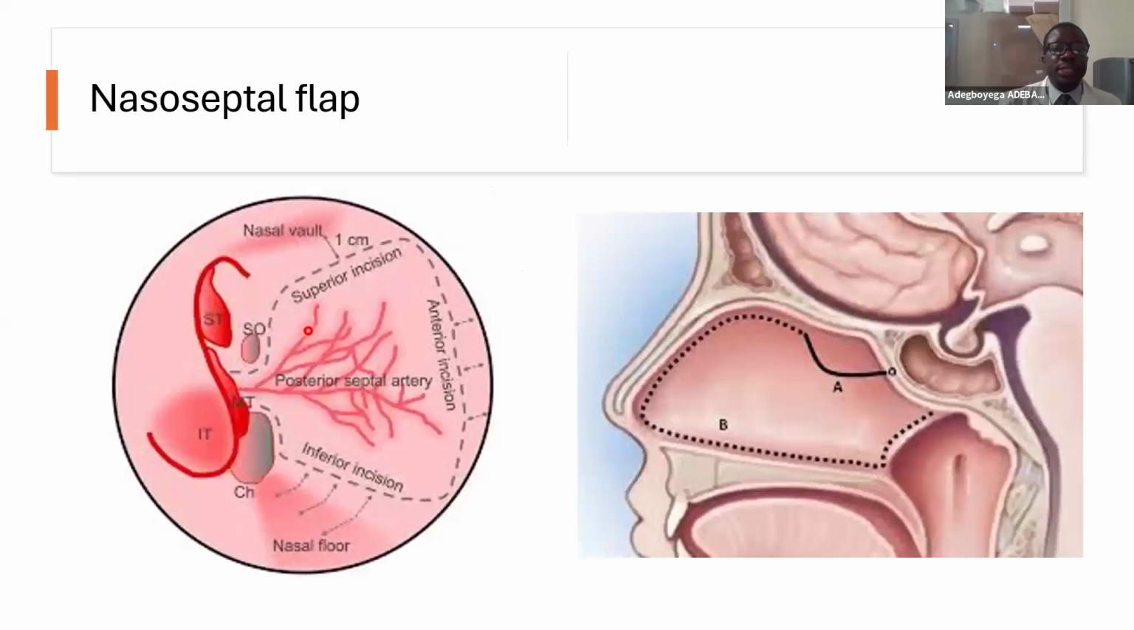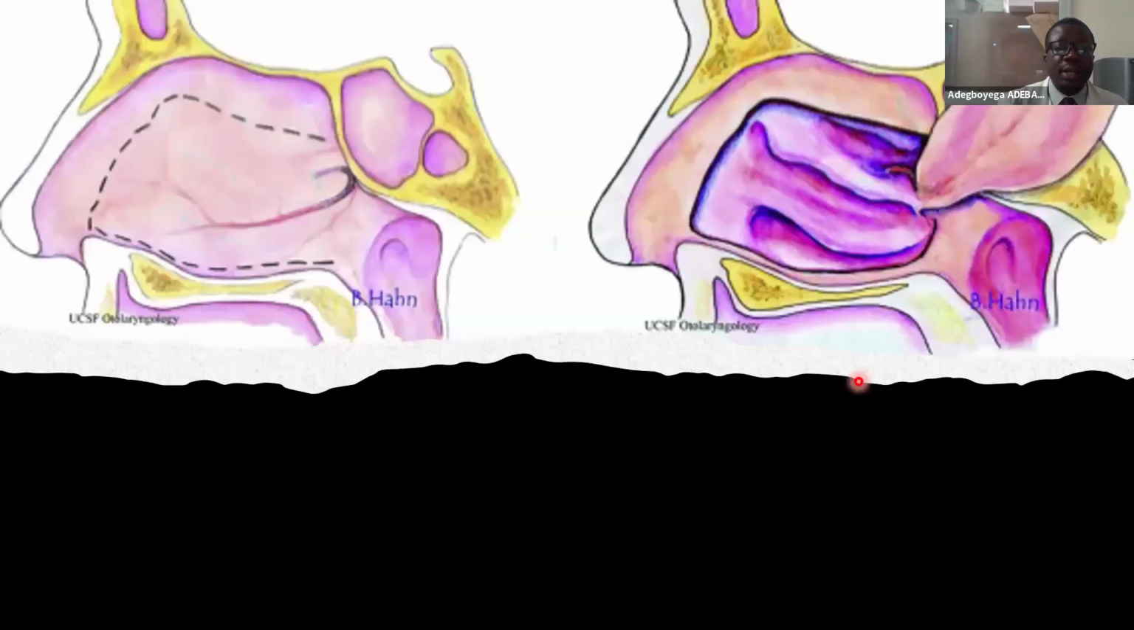This picture shows the orientation of the incision that is made. Care should be taken not to go beyond 1 centimeter from the nasal roof. This is to protect the olfactory mucosa, so that patients will not lose the sense of smell after surgery. And after the harvest of the flap, the flap is tucked into the nasopharynx.